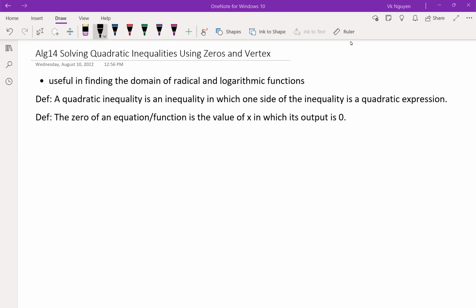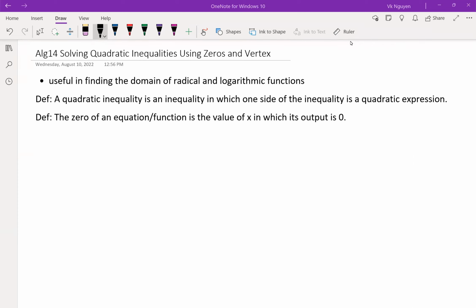Today we explore lesson 14 in algebra, solving quadratic inequalities using zeros and vertex. This is useful in finding the domain of radical and logarithmic functions. Before we begin examples, let's take a look at two definitions.